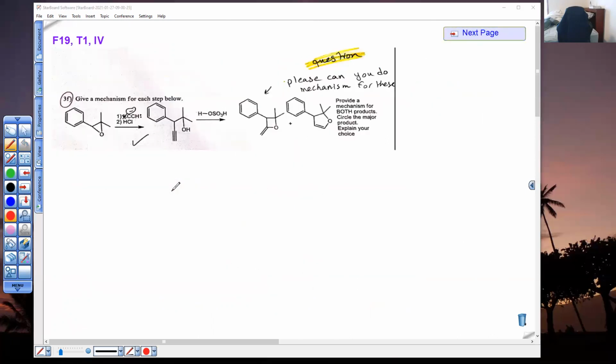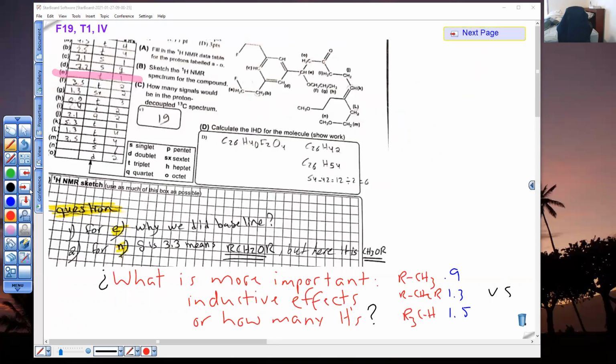Stick with our NMR theme. Oh, it's not an NMR theme. Where was the NMR theme? There we go. This is related, so we'll deal with this now.